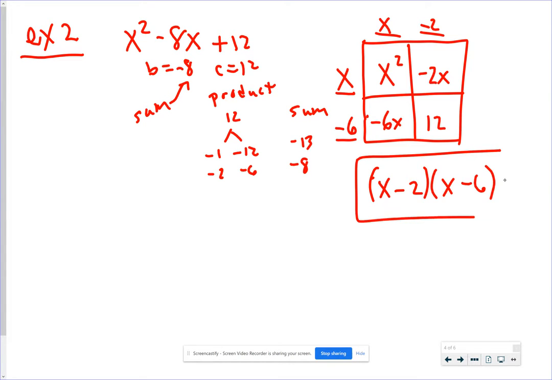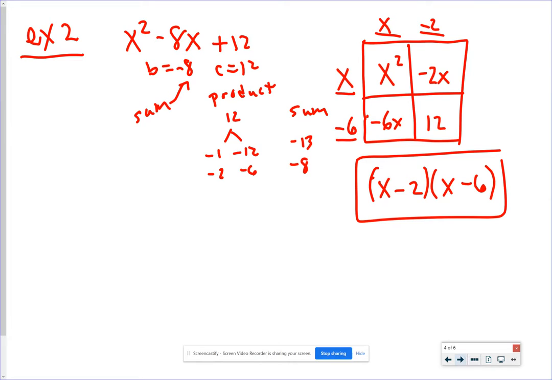And you can check your answer with the table. That's actually a great way to check your answer. It all works. X times x is x squared. Negative 2 times x is negative 2x. Negative 6 times x is negative 6x. And negative 6 times negative 2 is 12. And the negative 2x and the negative 6x add up to my negative 8x, which was my original polynomial right here. So it works.